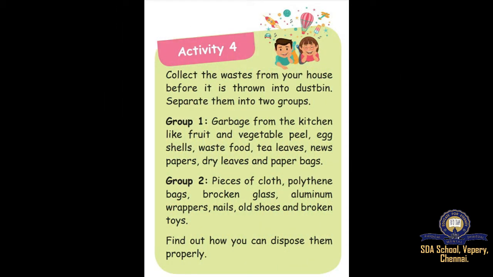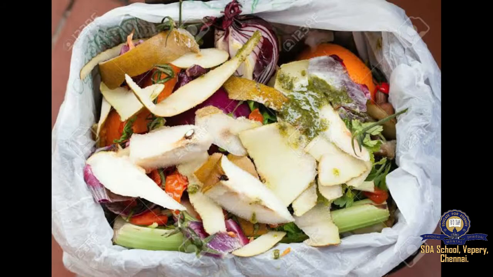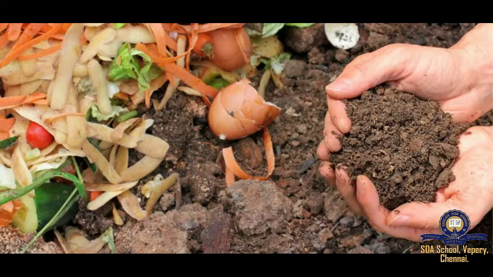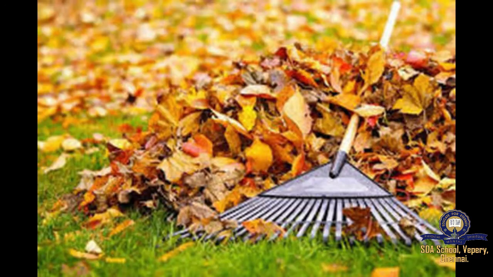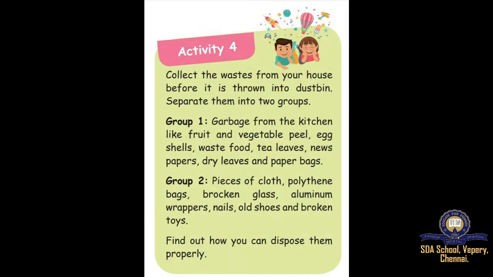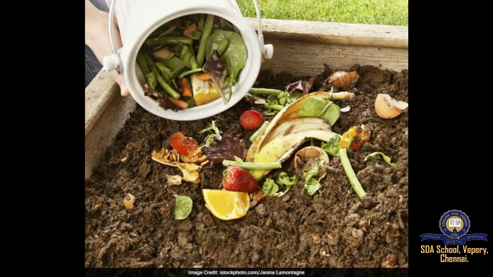Activity 4. Collect the waste from your house before it is thrown into the dustbin. Separate them into two groups. Group 1: garbage from the kitchen like fruit and vegetable peel, eggshells, waste food, tea leaves, newspapers, dry leaves and paper bags. The garbage from the kitchen can be dumped into a pit in a garden where it can be decomposed and used as manure.